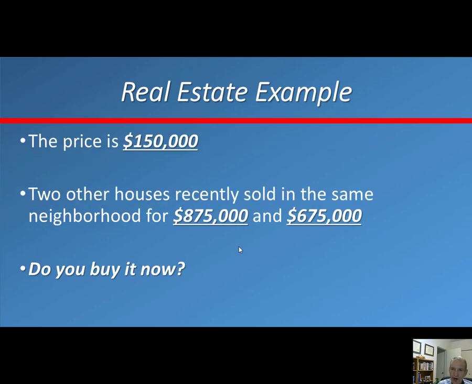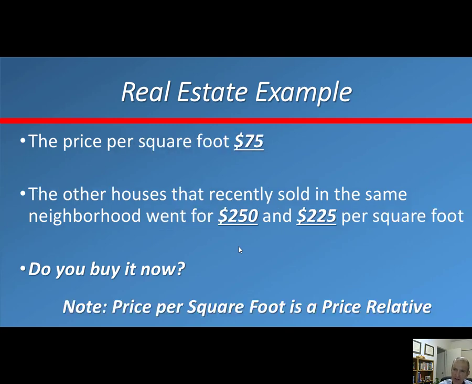So then you get a little bit more information. The house is trading for $150,000. And 2 other houses in the same neighborhood, one sold for $875,000 and another one sold for $675,000. Would you buy it now? Well, it's tempting. It's more tempting, but there's obviously a big difference between this house that's $150,000 and those other 2 houses. There's something going on with that house. So there's no way it's as good as the other 2 houses, or it wouldn't be trading for so cheap. It might be a good buy, but you're a little nervous. So let's find some more information.